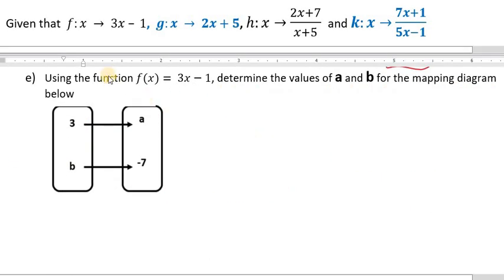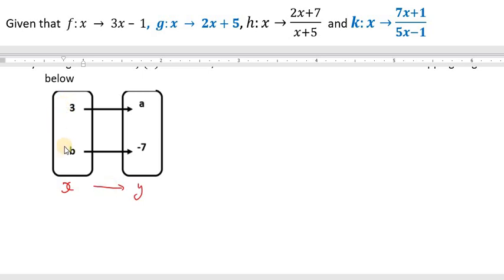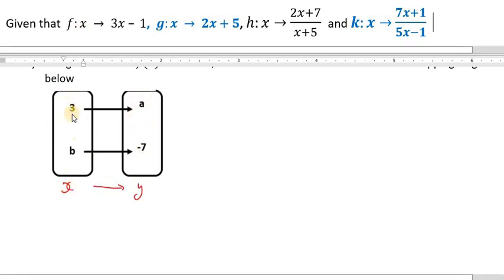It says here, using the function f of x equal 3x minus 1, which is this function, determine the values of a and b for the mapping diagram below. So this is saying f maps the x values onto the y values. So these are our x values, these are our y values. When the value of x is 3, what is the value of y? We have a there to represent it.